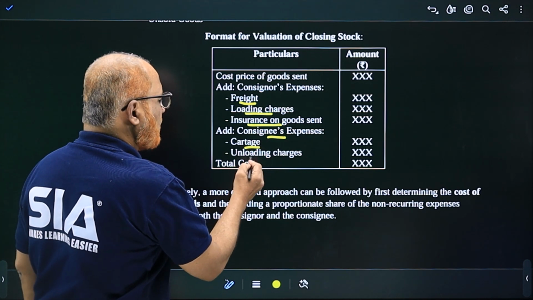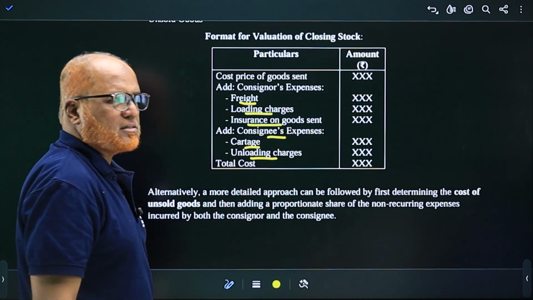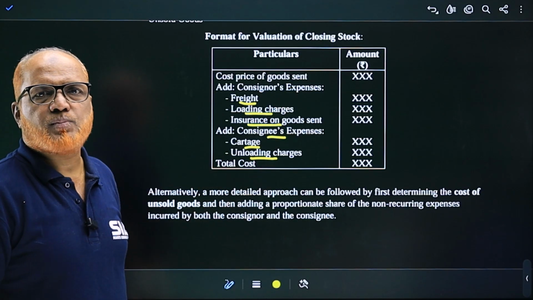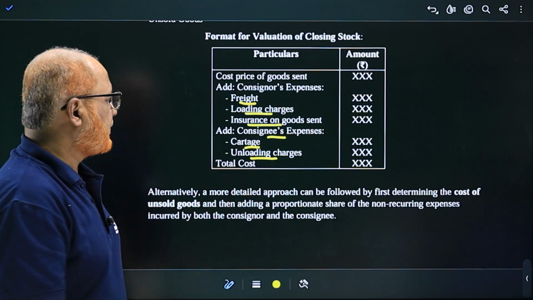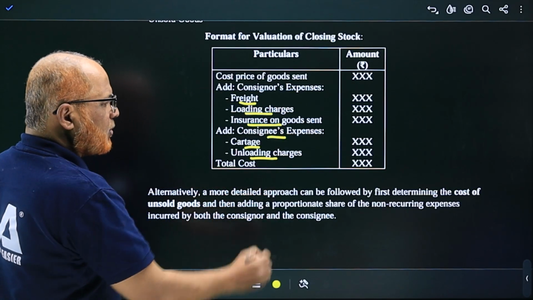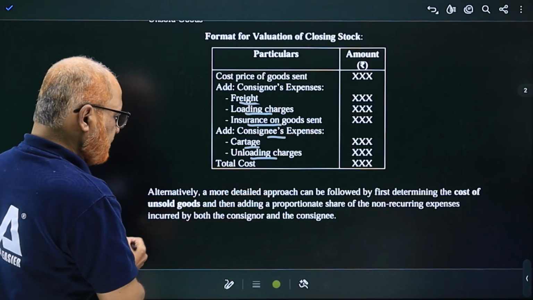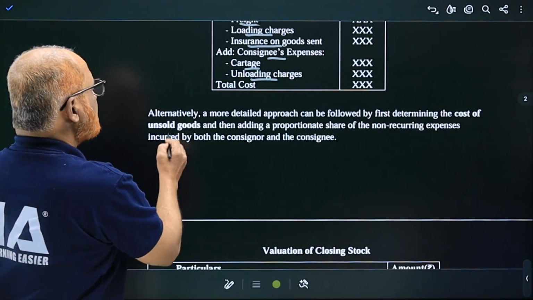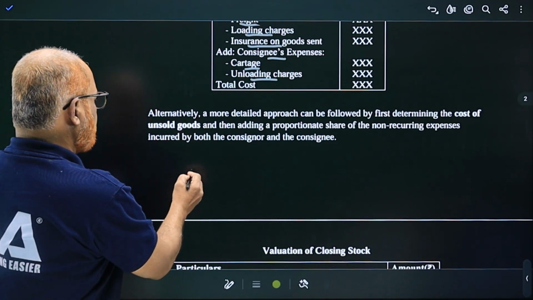Consignee has spent the amount on cartage or unloading charges. So these are also direct expenses incurred by the consignee. Now, total cost. Alternatively, a more detailed approach can be followed by determining the cost of unsold stock plus proportionate expenses incurred.